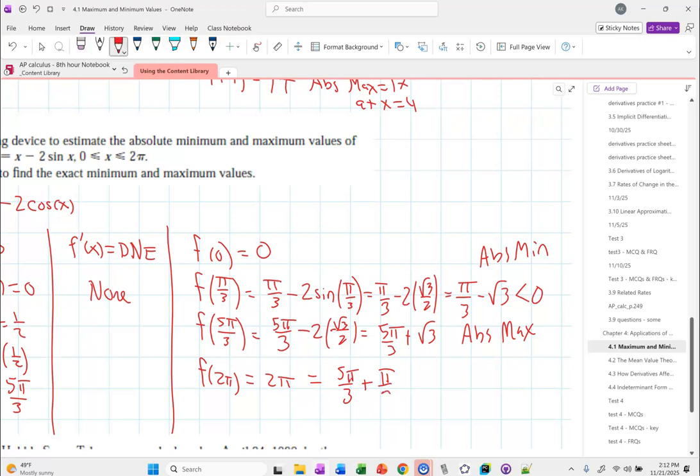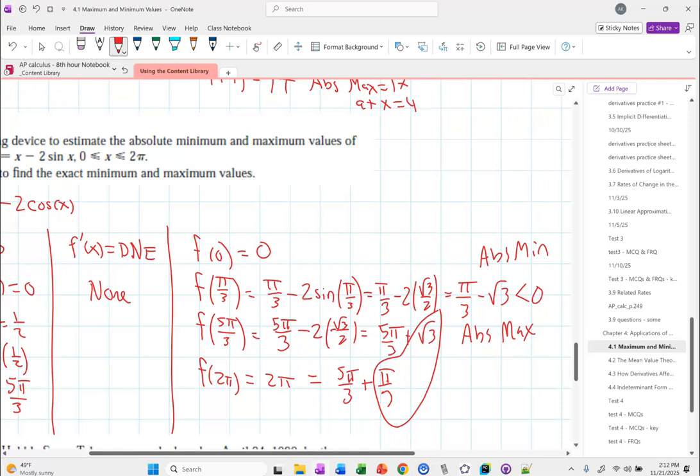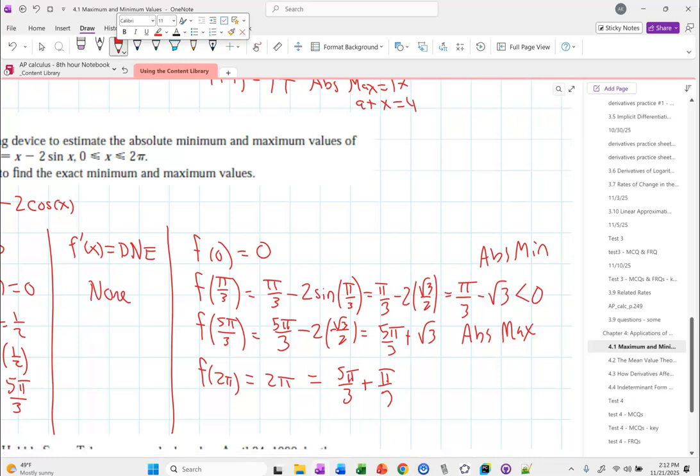Which one of these two is bigger? Root 3. We just established that, right? Root 3 is about 1.6 or 1.7. And pi over 3 is 0.8, about 1, right? About 1. So this one is definitely bigger, right? Because 1.7 is bigger than 1. Does that feel okay?